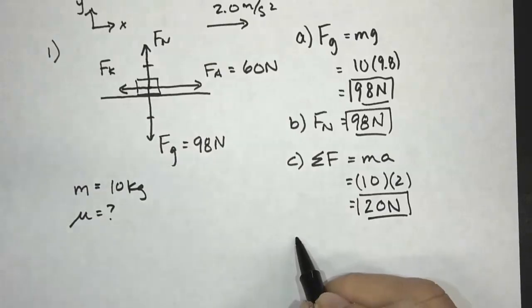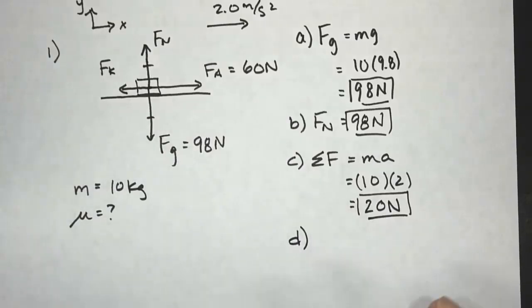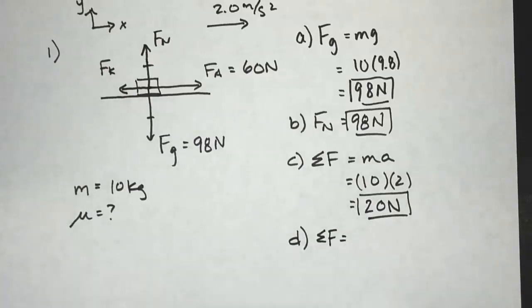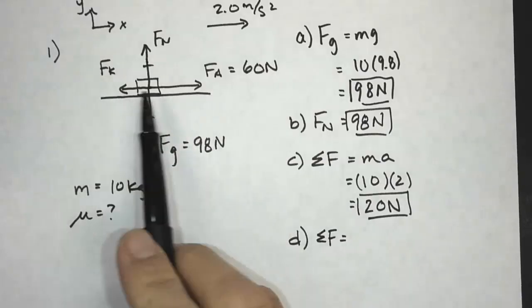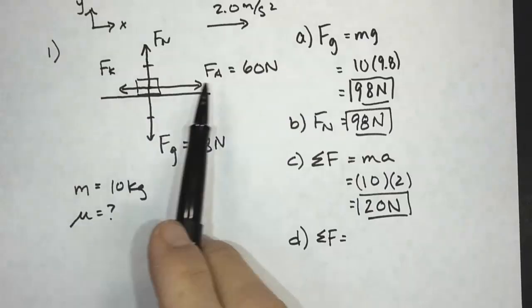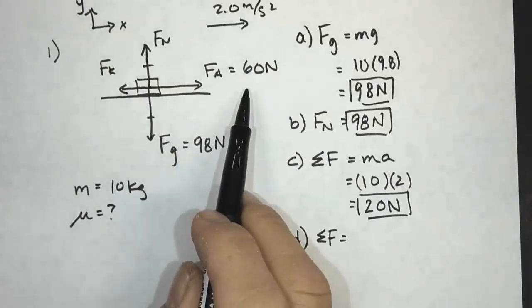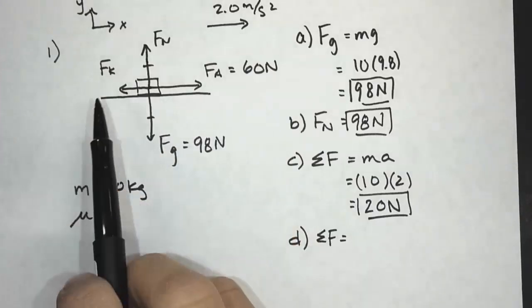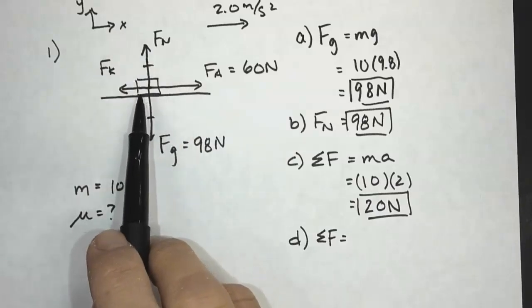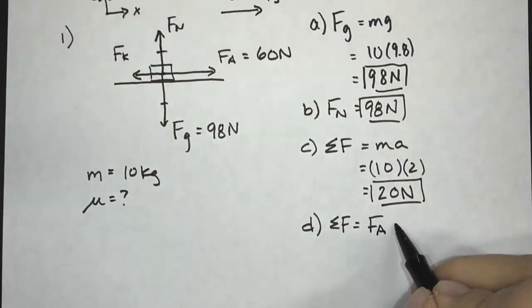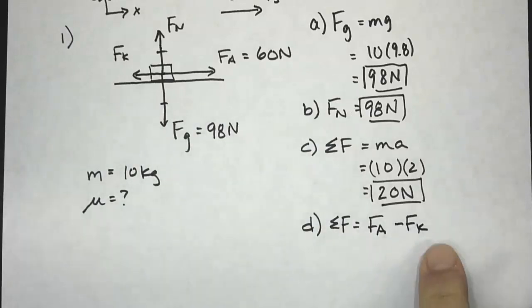Okay. Then the next question we're going to look for is, what is the kinetic friction? So we're going to use the net force. Net force, by definition, is the sum of the forces. So what forces are horizontal? We have the applied force, and we also have the kinetic friction. For the net force, we're going to take whatever force is in the positive direction minus the force in the negative direction. Since right is positive, we're going to take the force to the right minus the force to the left. So force to the right, applied force. Force to the left is the kinetic friction. And we're looking for kinetic friction.